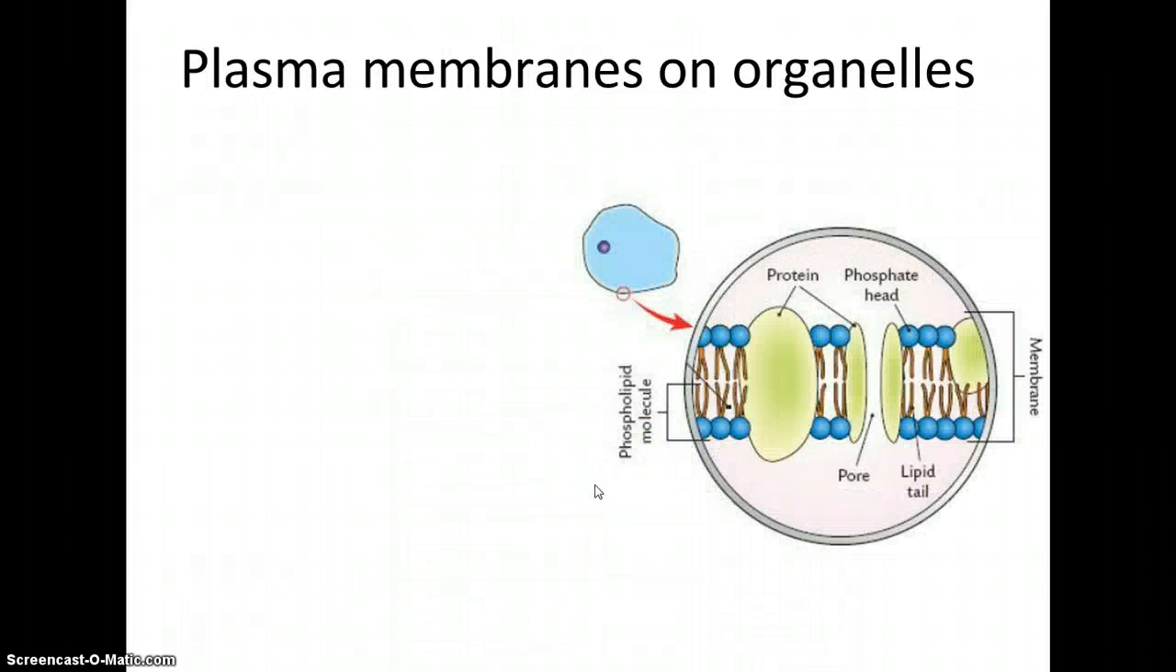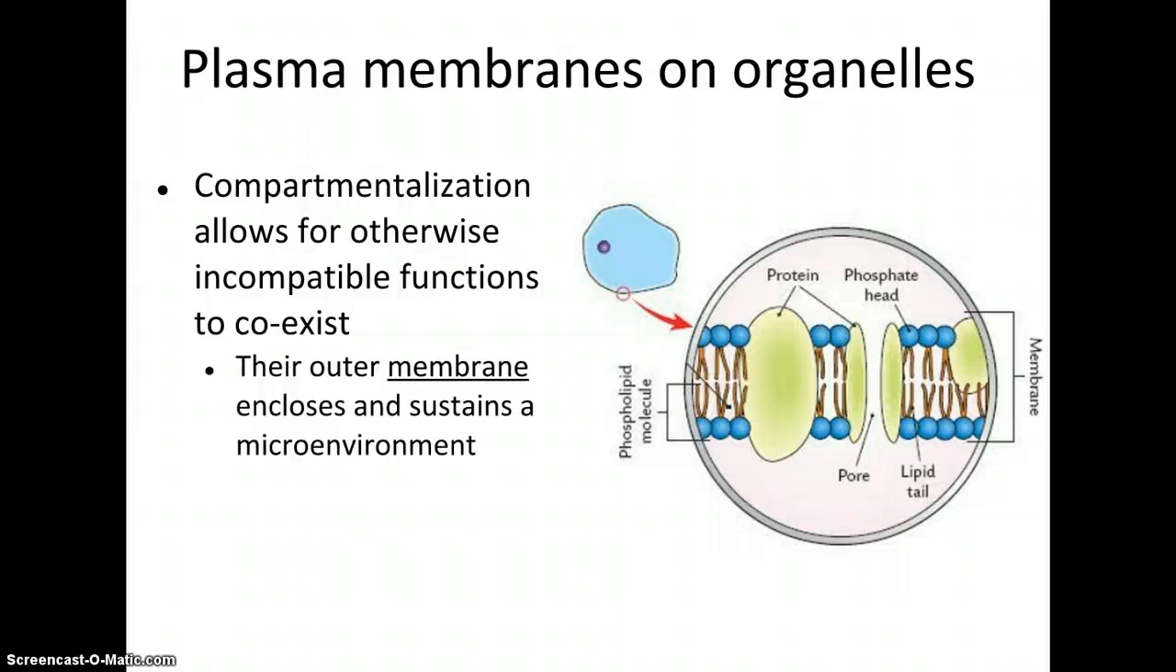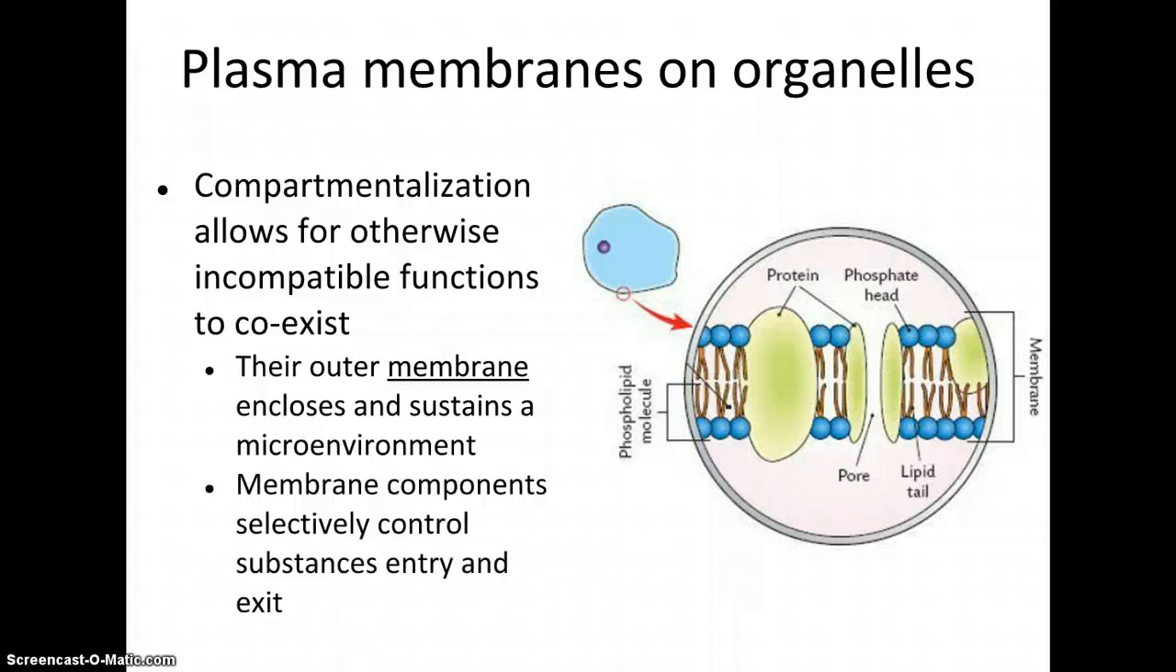So first of all, let's look at that plasma membrane that's on the organelle itself. Remember we were talking about that earlier. Compartmentalization allows for otherwise incompatible functions to coexist. So think about that for a minute. We're talking about inside of a cell. Imagine inside of your body if your stomach acids were just in there all loose all over the place. So you get the idea. They need to be compartmentalized. So all those little, as it says here, microenvironments are secure.